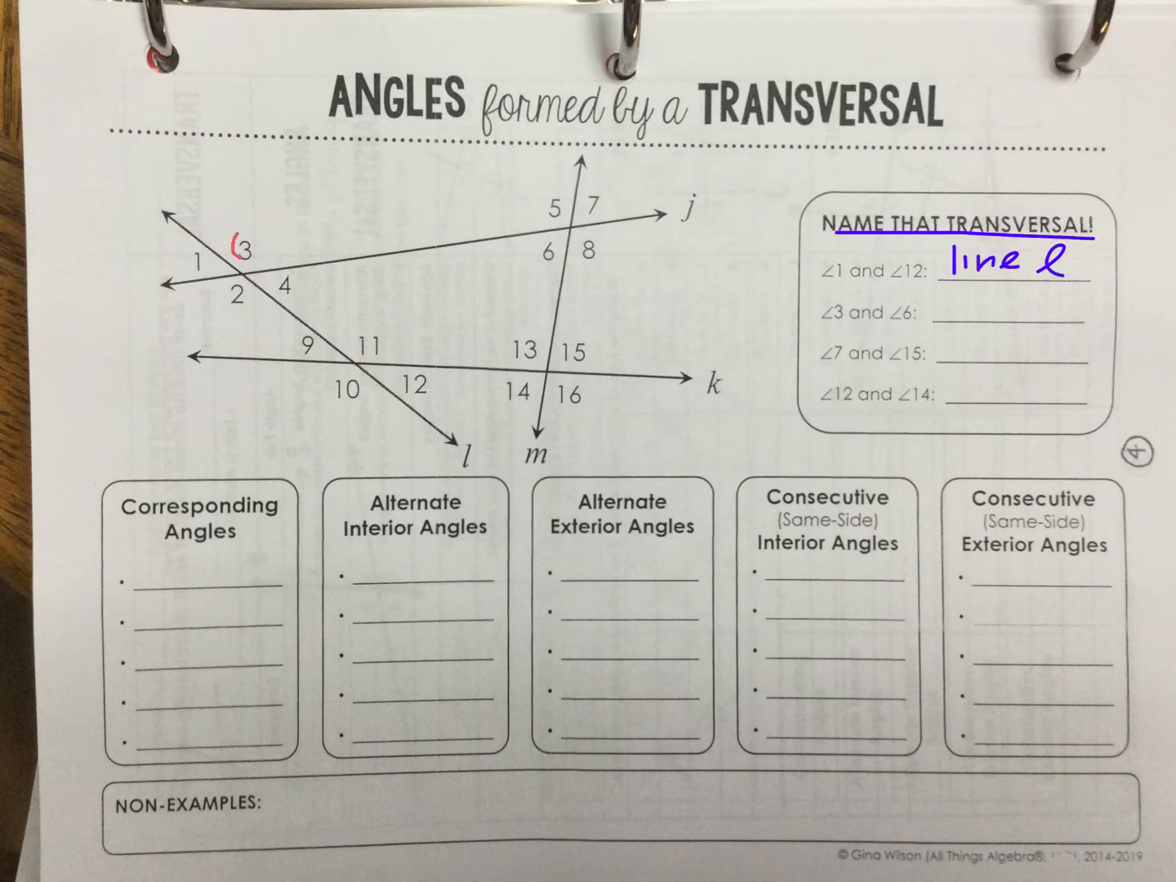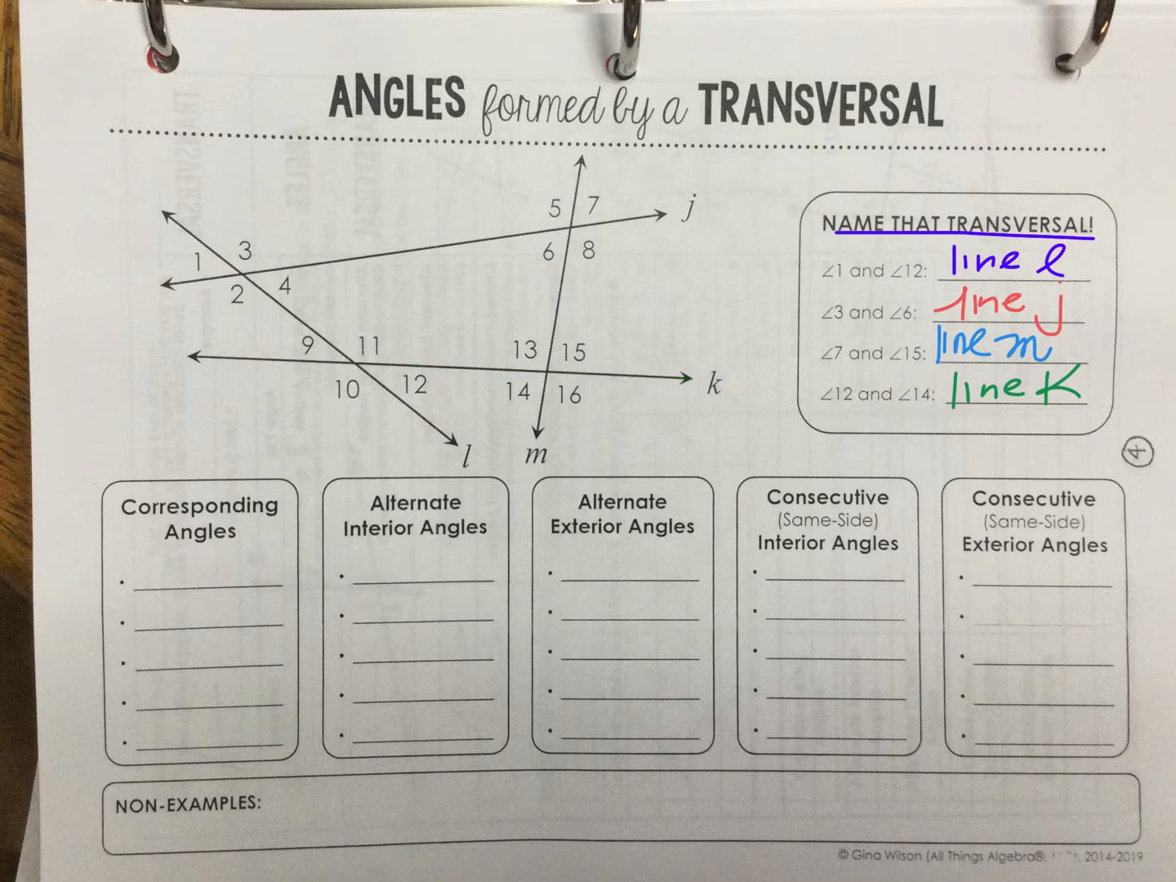If I'm looking at 3 and 6, the line that they both share is line J. That's a terrible L. And if I'm looking at 12 and 14, the line that they both share is line K. So we've identified transversals. We're good at that.